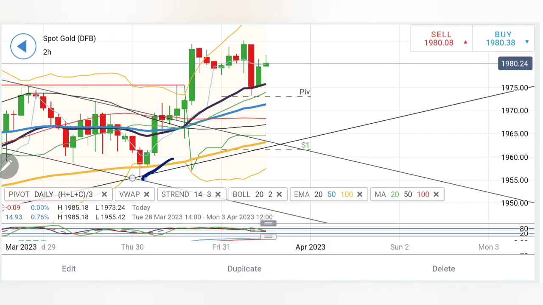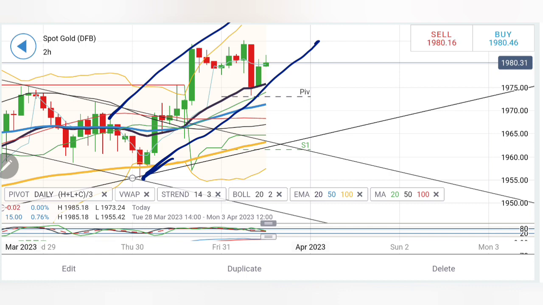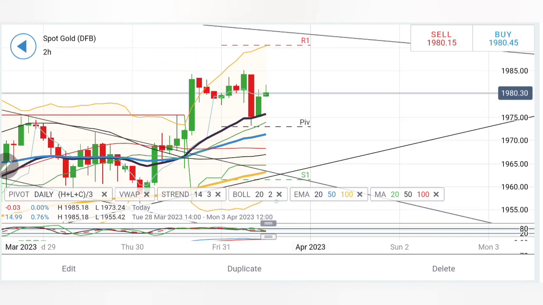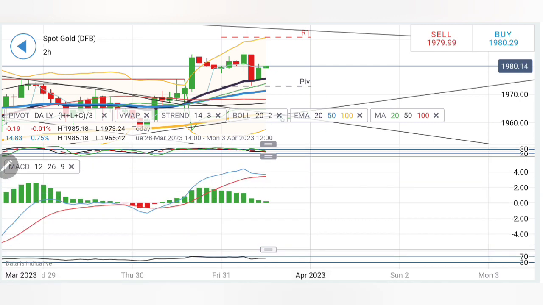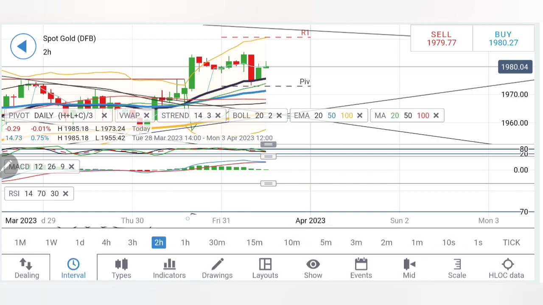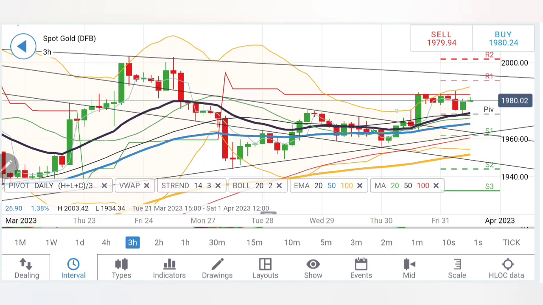Now what it has done, if you look at the movement there, it is still trading in this bullish channel on the upside. 1990, 1995, in fact 2000 levels are achievable. Stochastic has seen a good drop here. The MACD is bullish, trying to converge. RSI has also dropped a bit. Now look at the 3-hour chart.